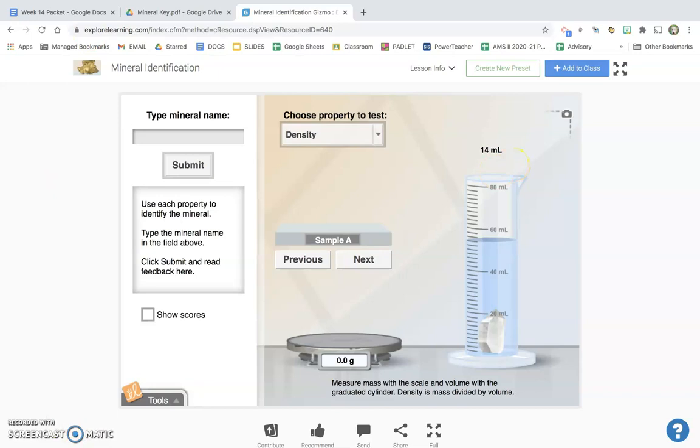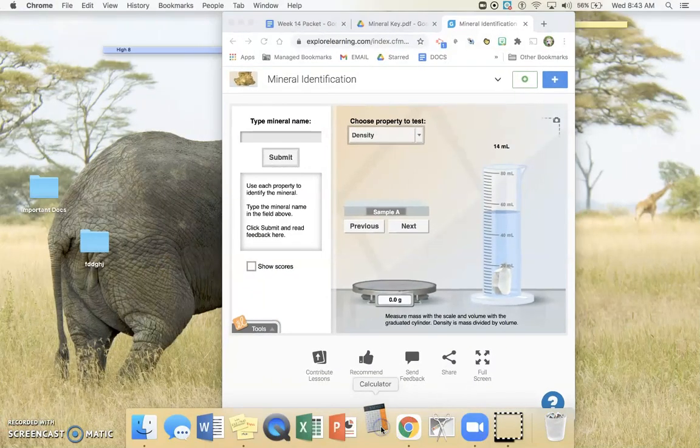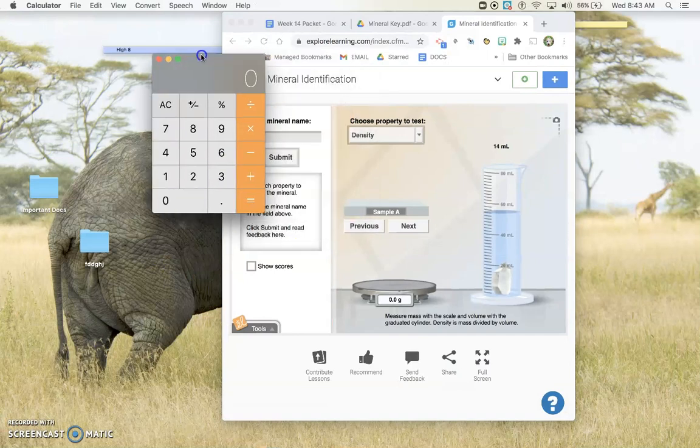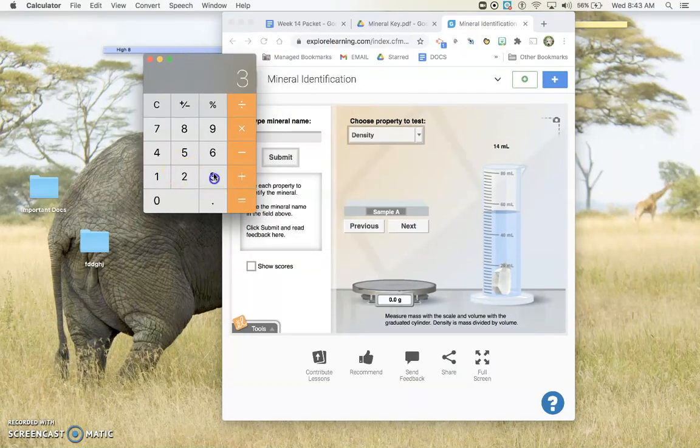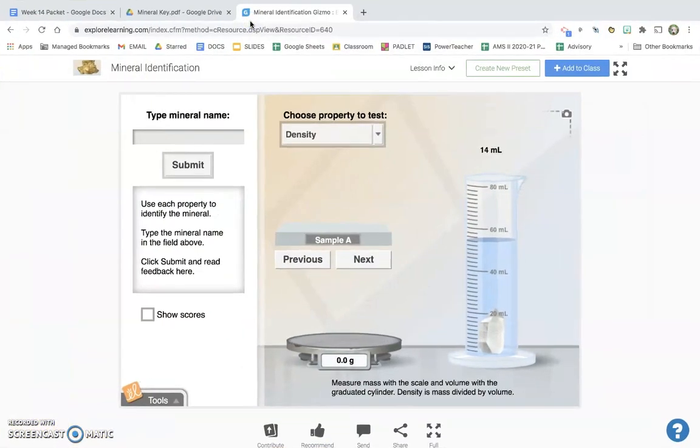So we're actually going to calculate by dividing. I'm going to take out my handy dandy calculator, and we're going to do 36.4 divided by 14. And you should be doing this as well. And what do you get? We get 2.6. All right, so the density is 2.6.